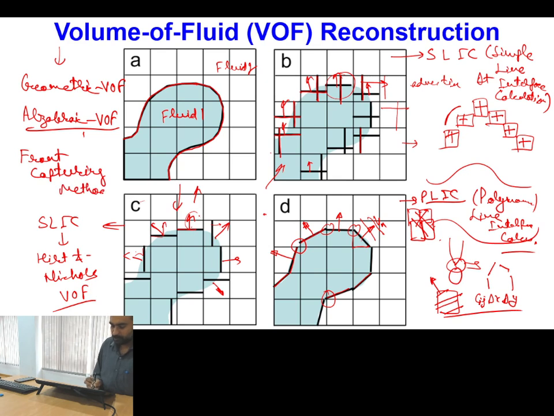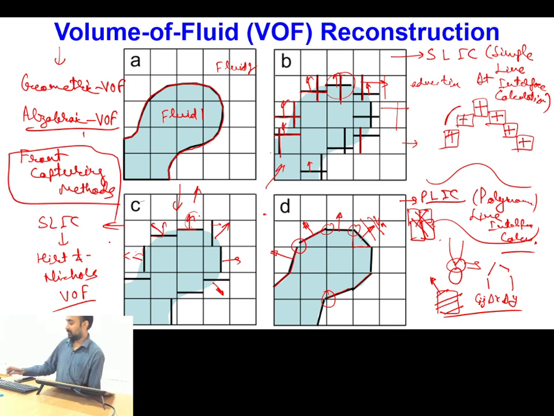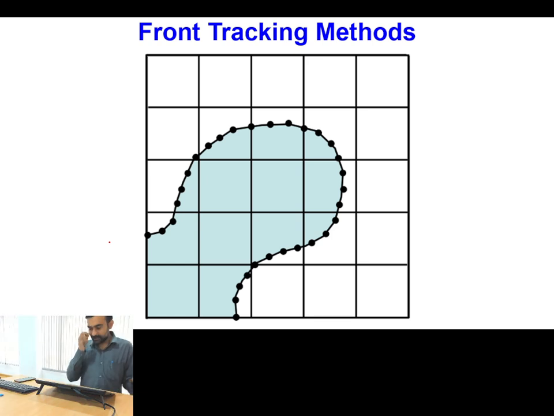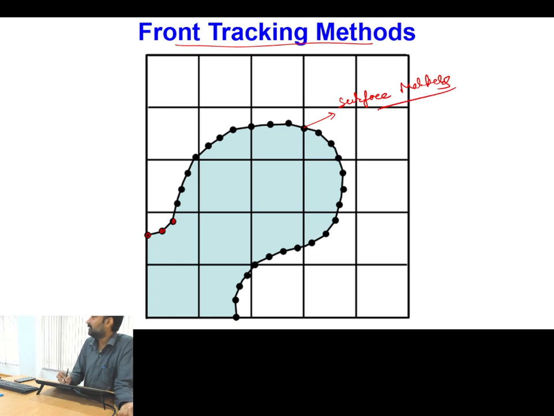So all these four figures are under the category of front capturing methods. Then there is another category of methods called front tracking methods. So what is typically done in a front tracking method? On the interface boundary, you can see these black colored particles are placed. All these are called surface markers. So these surface markers are placed on the interface.